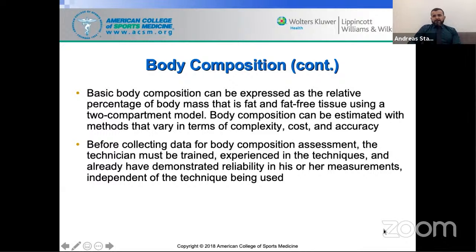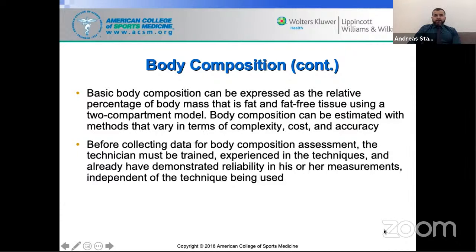Yeah, usually we have that model that's a 2-compartment model. I already mentioned that it is the fat-free mass and the fat mass, right? So whatever is not fat is included in the fat-free mass, and that's the model we have. It's not perfect, but in general, we're going to see how we're getting those measurements.